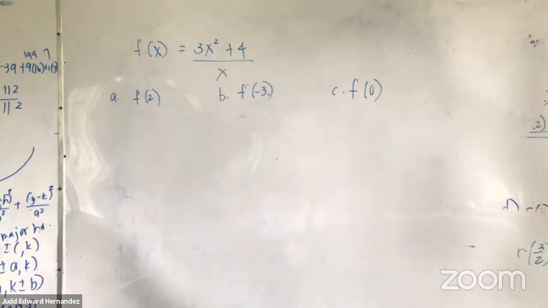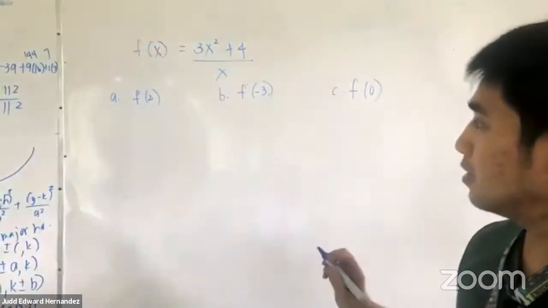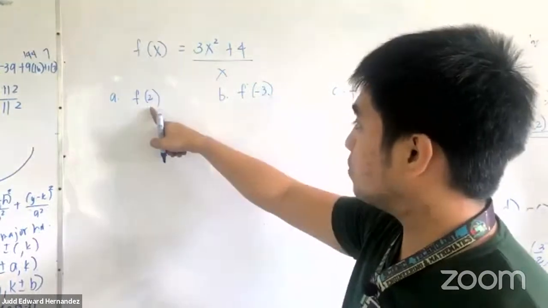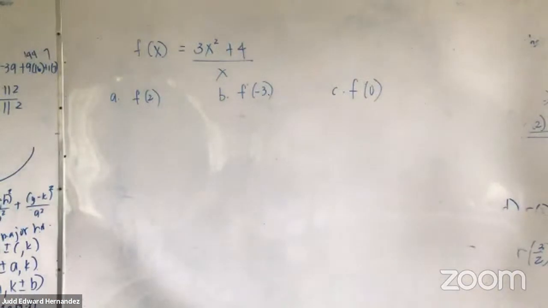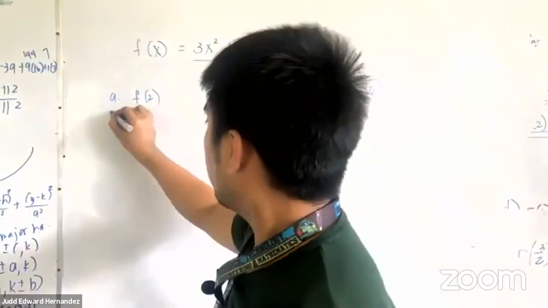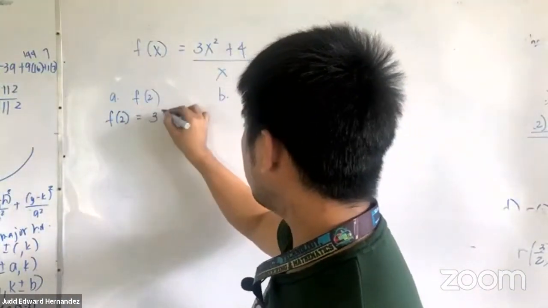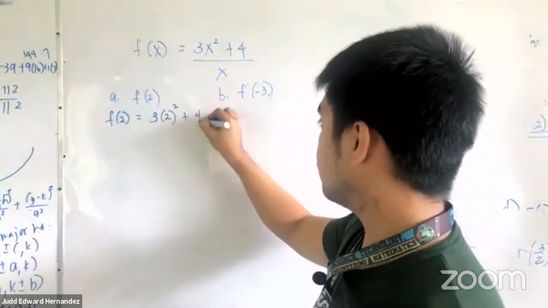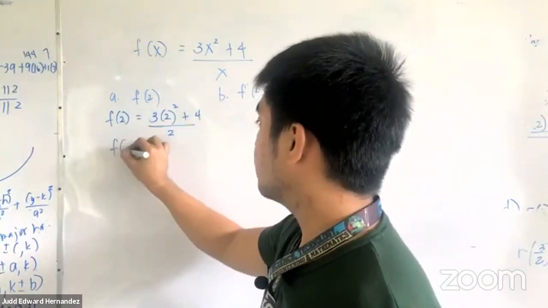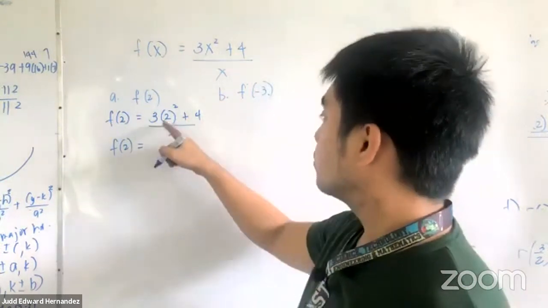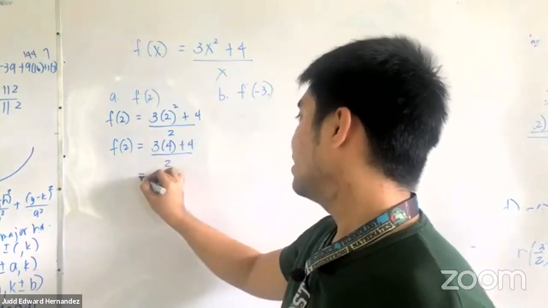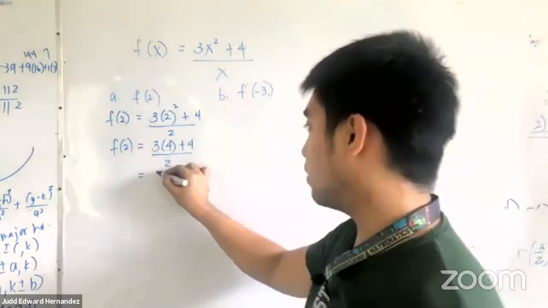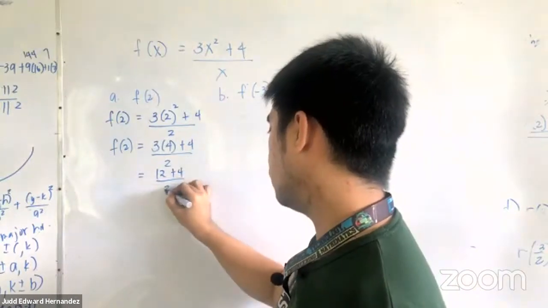Okay, so this is the given now. For letter A, we just need to replace all the values of x by 2. In this case, f of 2 is equal to 3 times 2 squared plus 4 over 2. Therefore, f of 2 is equal to 3 times 4 plus 4 over 2. Simplifying, 3 times 4 is 12 plus 4 over 2.